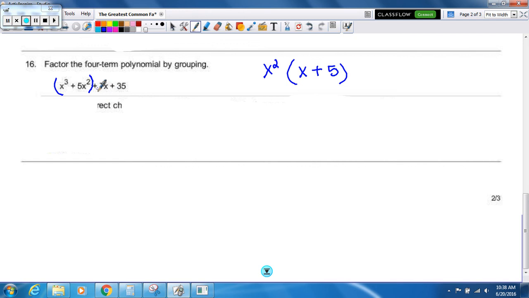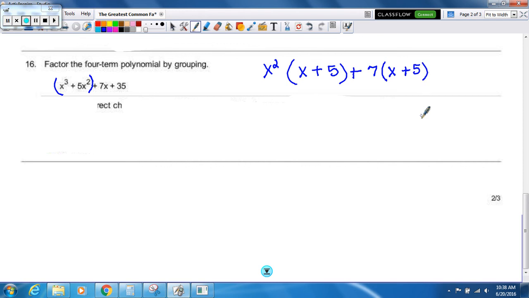Now whatever sign is after the parentheses you just made, you need to copy that down next. So it's a plus sign in this case. Then you look at what's not grouped. I can divide both of those numbers by 7. So 7x divided by 7 is just x. And 35 divided by 7 is a positive 5.